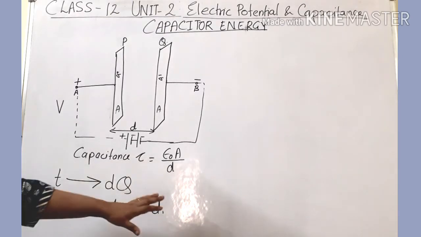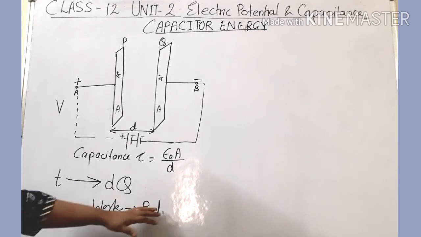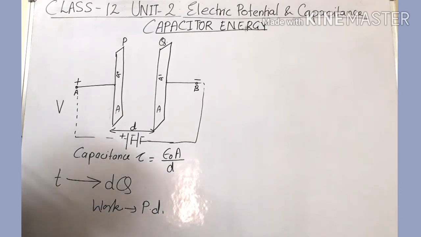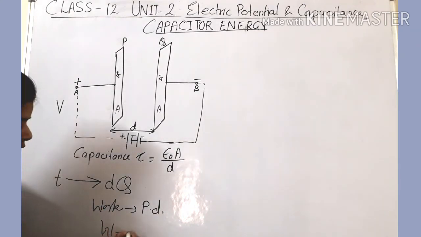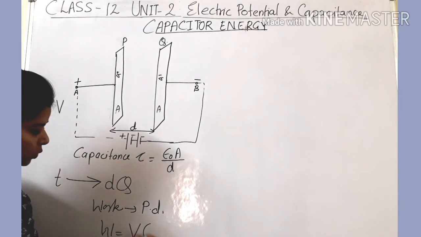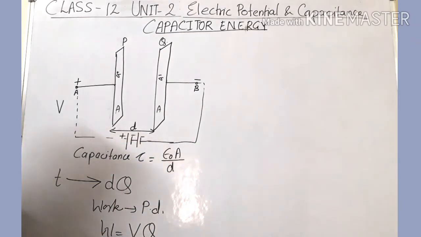So work and potential difference, these two quantities are interrelated. You know the relation between the two: work is equal to V into Q, that is, potential difference or voltage is equal to work done divided by the charge value. This is the relation, and on the basis of this relation we will go through this topic.